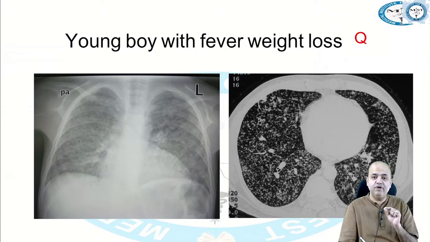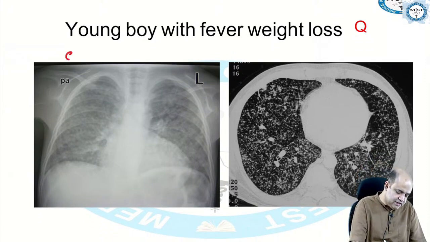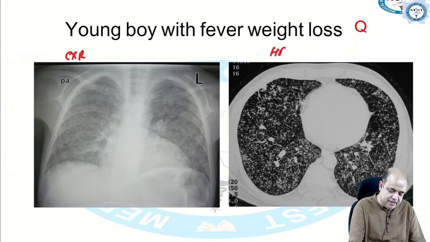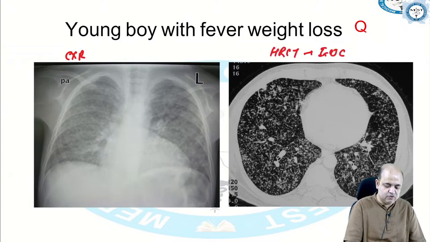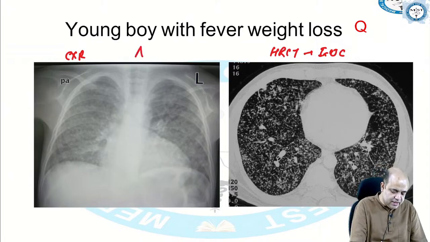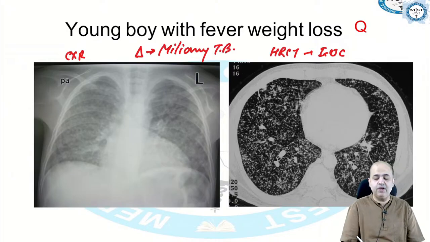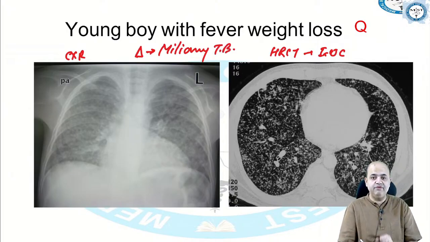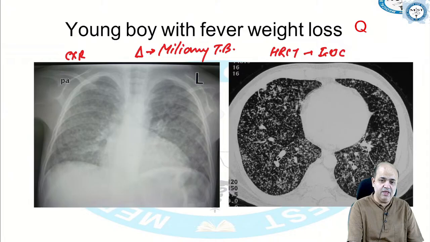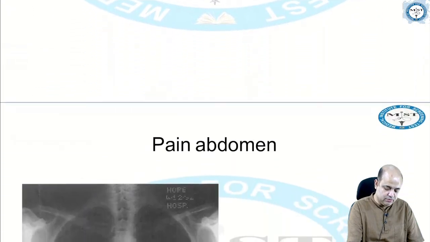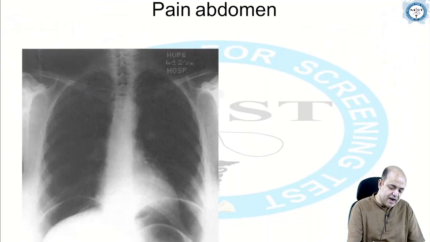Young boy with fever and weight loss. We see multiple small nodules. This is the chest X-ray and this is the HRCT, which is the investigation of choice. And what is the diagnosis? The diagnosis is miliary tuberculosis. The HRCT is the investigation of choice for the evaluation of the miliary nodules.